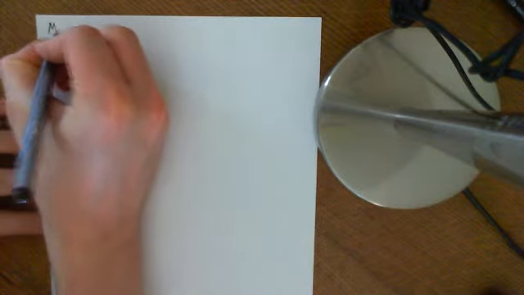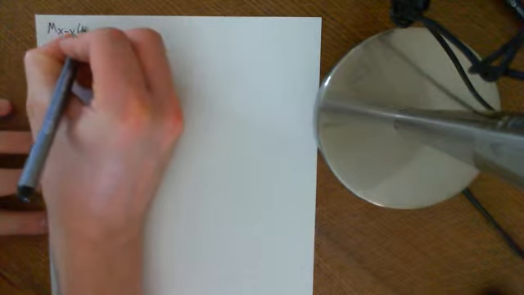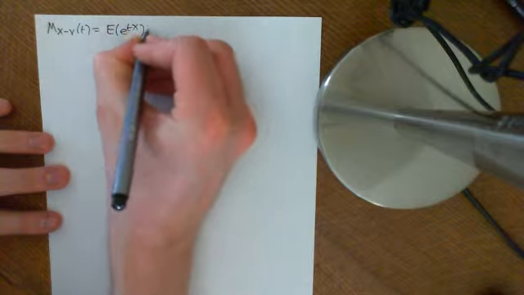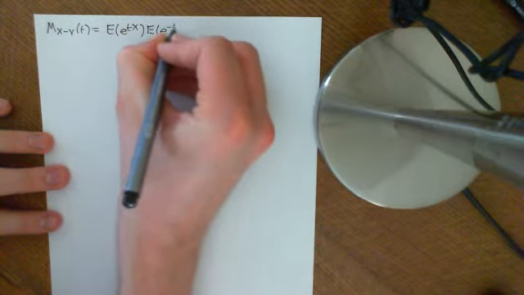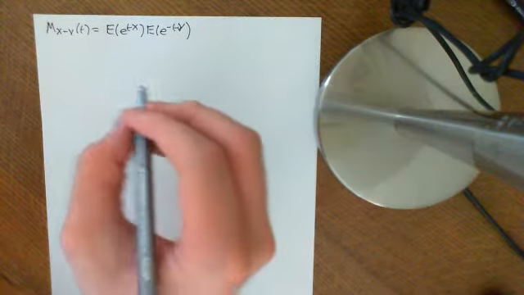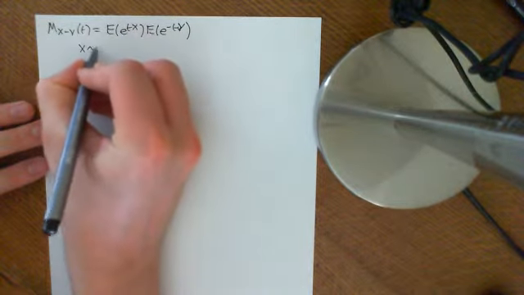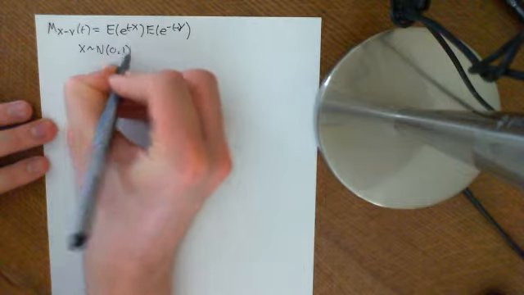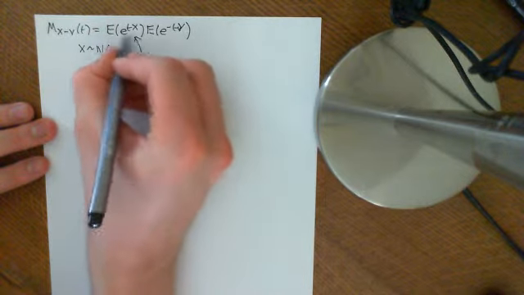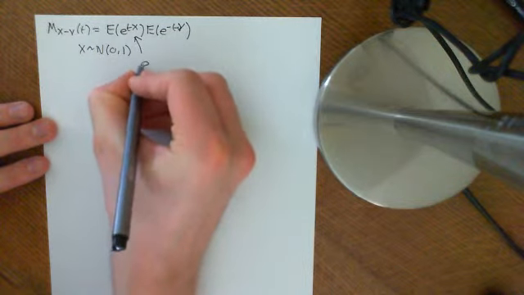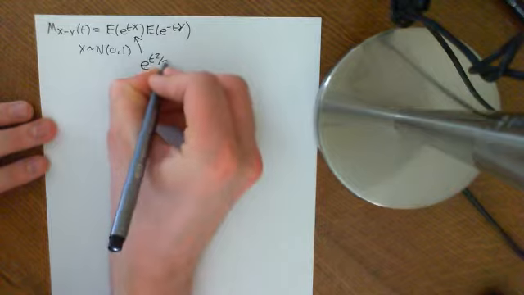Okay. So we just got to the point where we had said that the moment generating function for x minus y as a function of t was equal to the expected value of e to the tx times the expected value of e to the negative tY, capital Y. The first thing to note is that x is standard normally distributed with mean 0 and variance 1. So this is the moment generating function for x, and the moment generating function for a standard normal we've seen in previous videos is e to the t squared over 2.